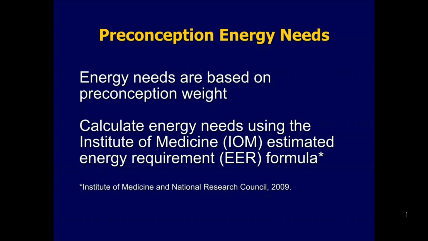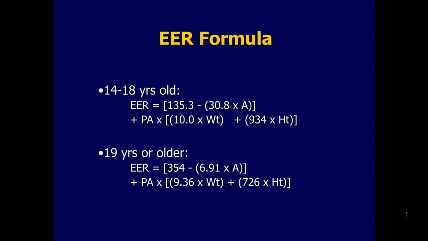So calculating energy needs using the IOM formula, the EER formula, which you can see in a couple of slides coming up. Like I said, I'm not going to go through the details, but you can see the EER formula for 14 to 18 years old. And you'll be surprised, sometimes you get 14-year-olds. I had one teenager who was pregnant with a singleton at 14. So what do you do now? So we have categorized that into 14 to 18-year-old, and the second category is 19 years or older. Sometimes you're surprised. I've had the oldest at 53.